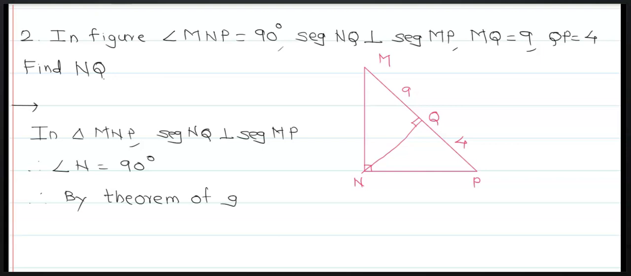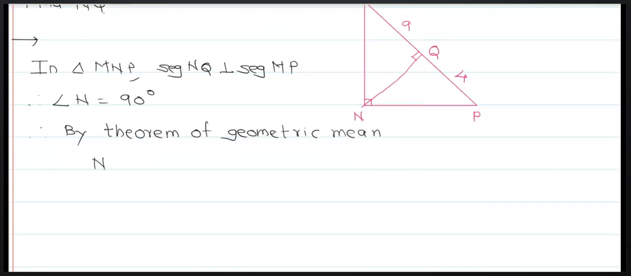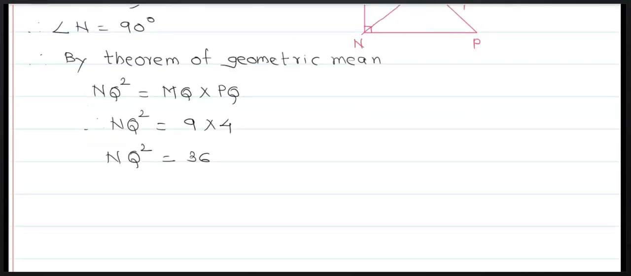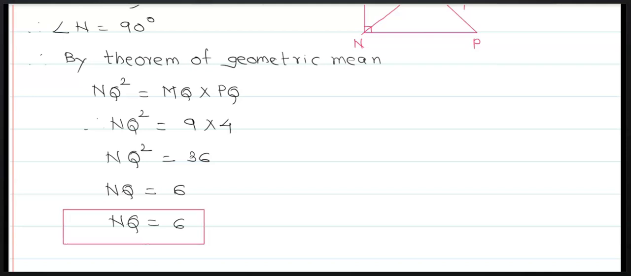Therefore, by the theorem of geometric mean, NQ square is equal to MQ into PQ. NQ square is equal to 9 into 4, that is equal to 36. Therefore, NQ is equal to 6. This is the value of NQ.